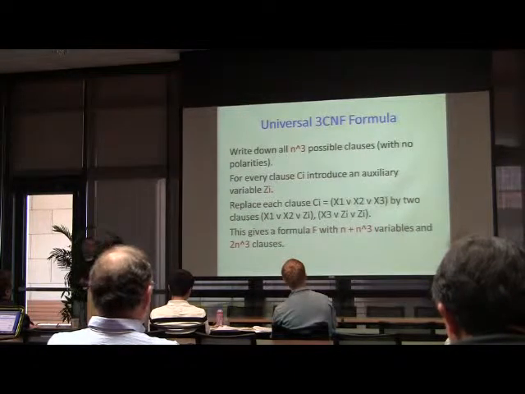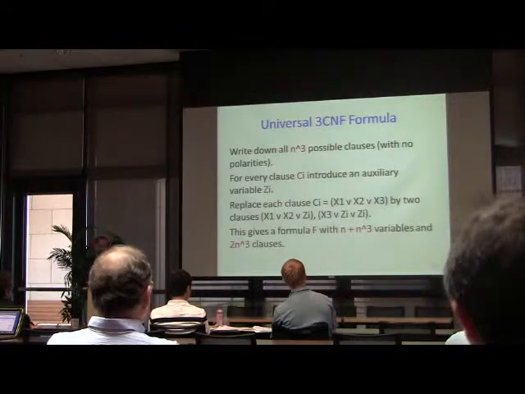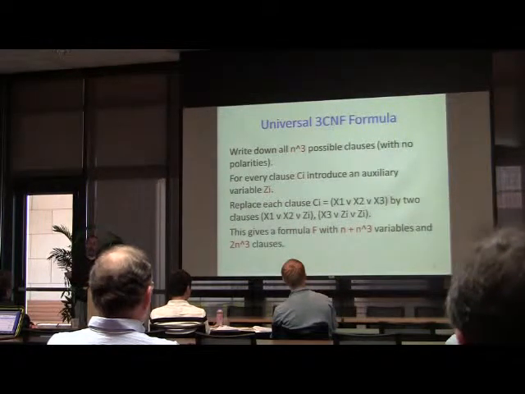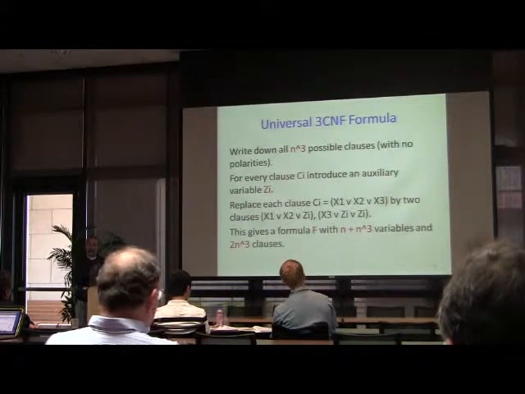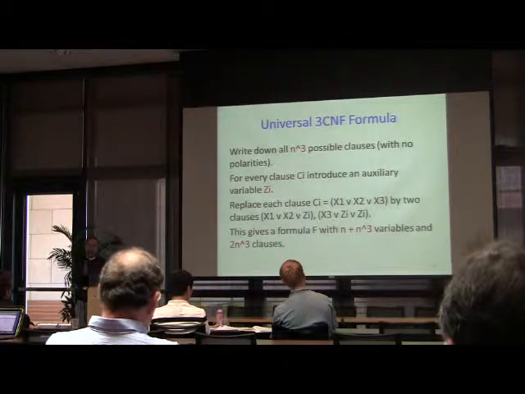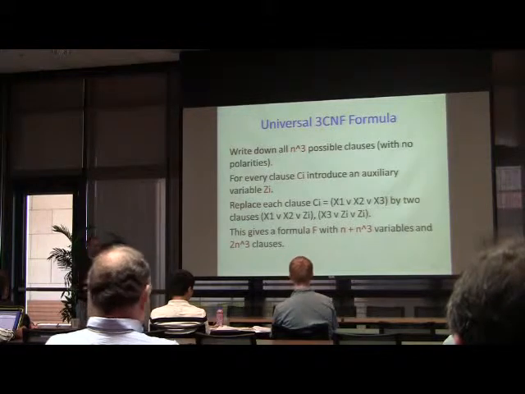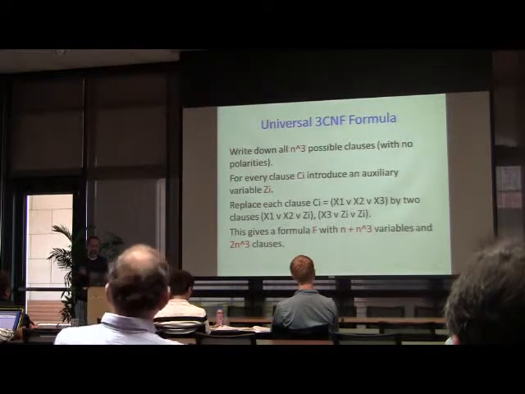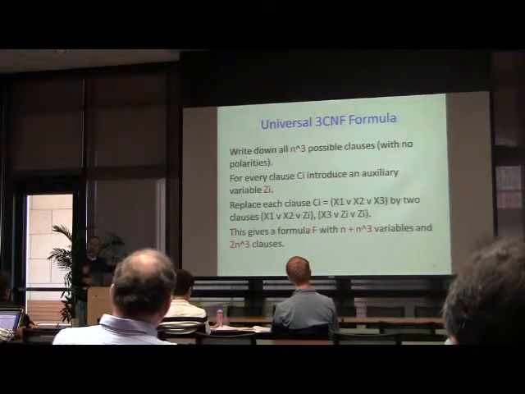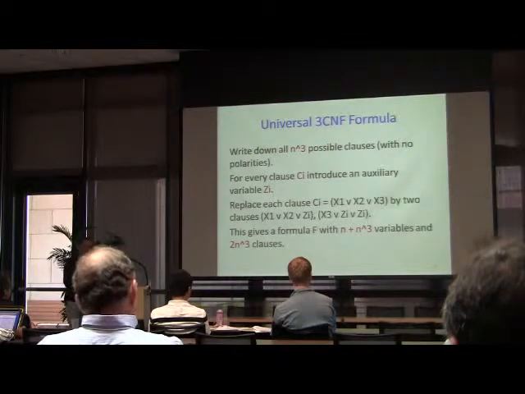So here's how to construct universal 3CNF formulas. Here's one way of doing it. Let's write down all n-cubed possible clauses under the convention that I described before. There are n-cubed possible triples of sequences of three variables that can appear in a clause. And then let's replace each clause by two clauses by introducing one auxiliary variable. So each clause Ci would have an auxiliary variable Zi associated with it.